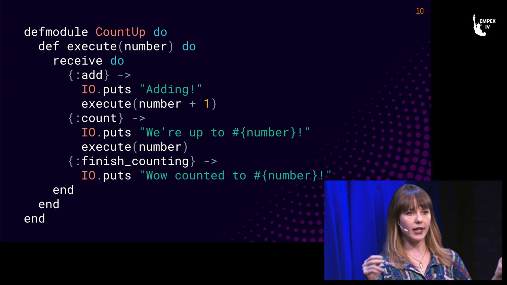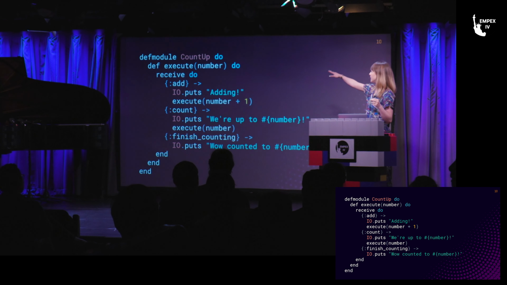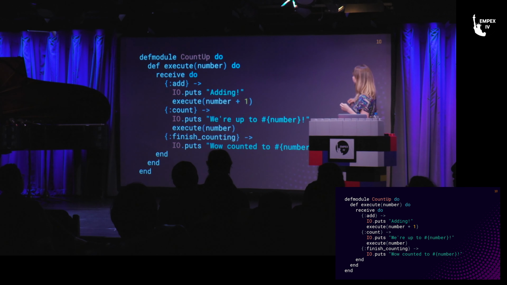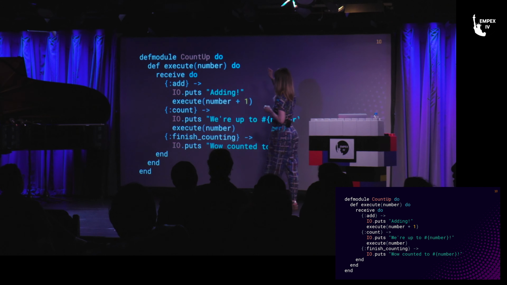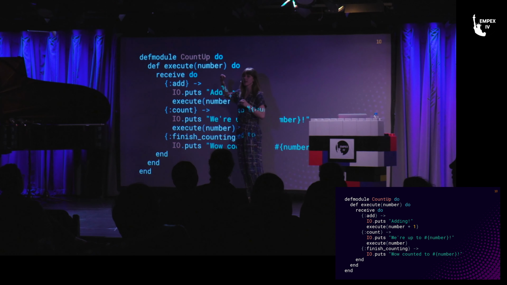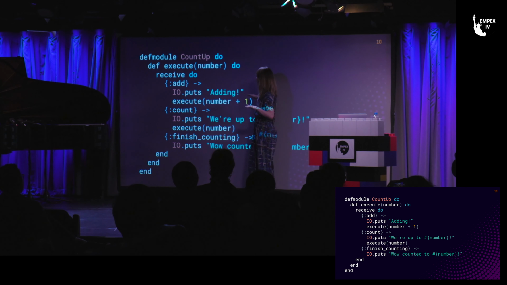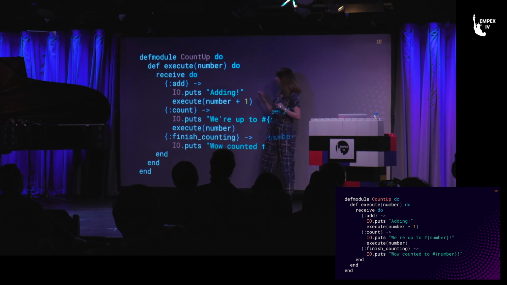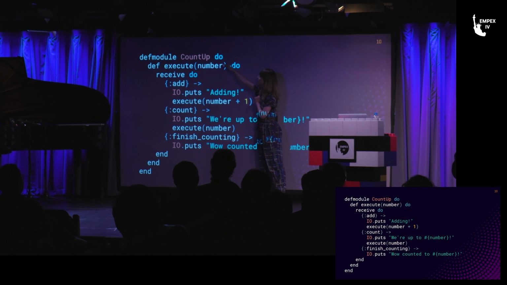So when we spawn a process, we're gonna get these special send and receive blocks. And if we were to spawn this process and start this execute method, let's say we give it the number 0 to start it with, right? So it starts up and it's gonna wait. It's gonna wait to get a message. Say that it gets the message add, it puts out to our terminal adding, and then it will call its method again, but add 1 to the number that came in first. So now we've got this number 1 coming in.